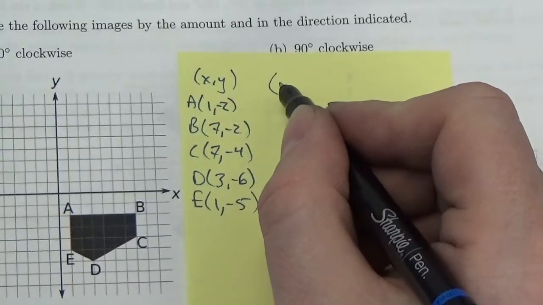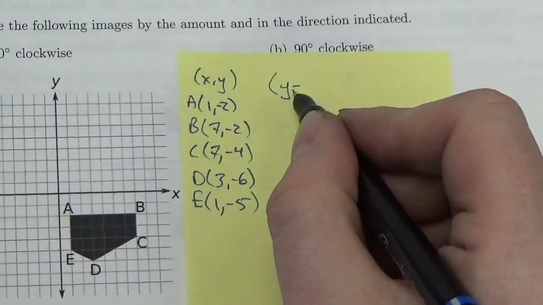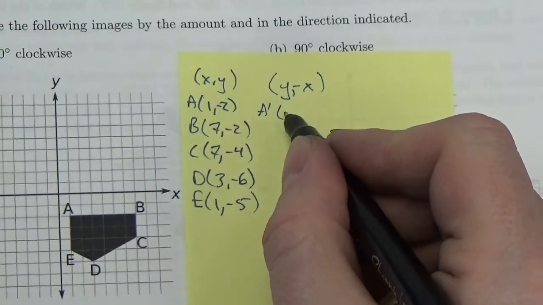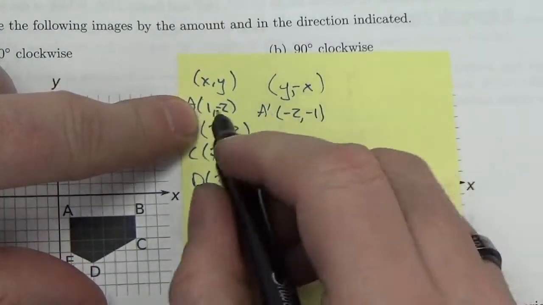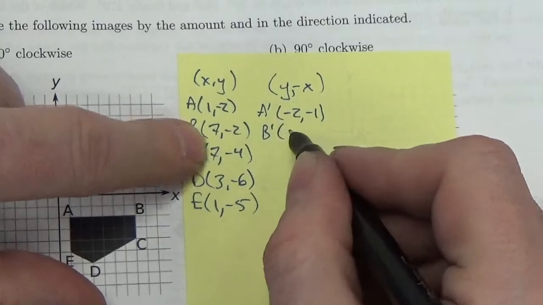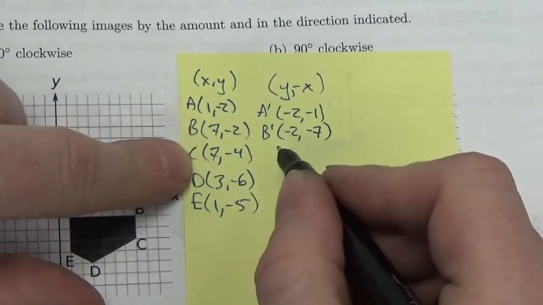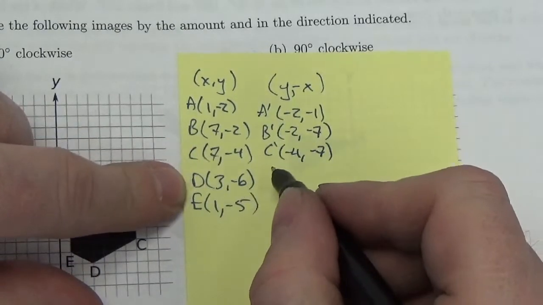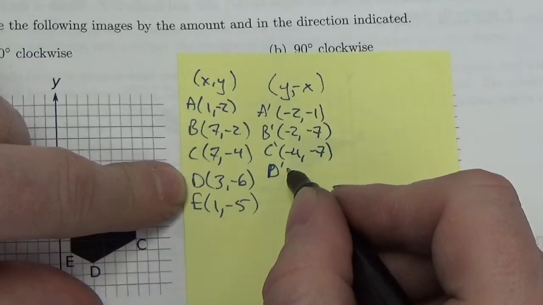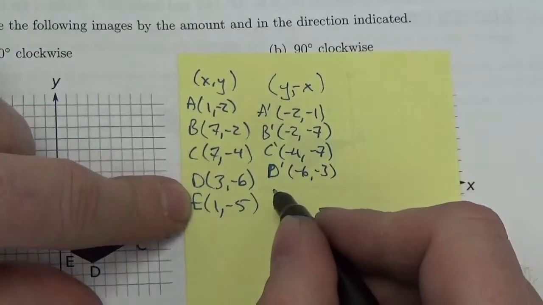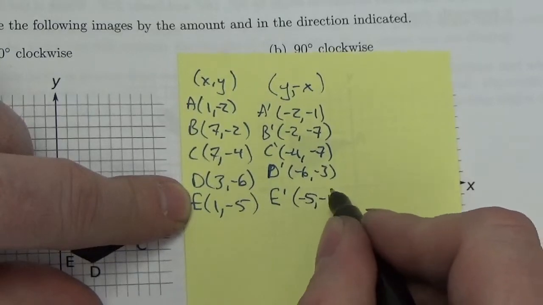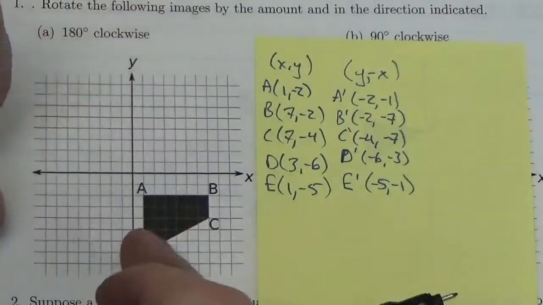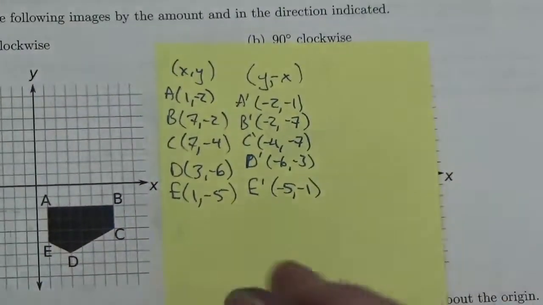Now, I have to take this and rotate this through 180 degrees clockwise. So 90 degrees clockwise is going to be y comma negative x. So A primed is going to be negative 2 comma negative 1. I'm going to switch those over, change the sign. B primed is going to be negative 2 comma negative 7. C primed is going to be negative 4 comma negative 7. D primed is going to be negative 6 comma negative 3. And then E primed is going to be negative 5 comma negative 1. Now I could put those all on here and show you how this is now rotated 90 degrees this way, but we don't have to do that.